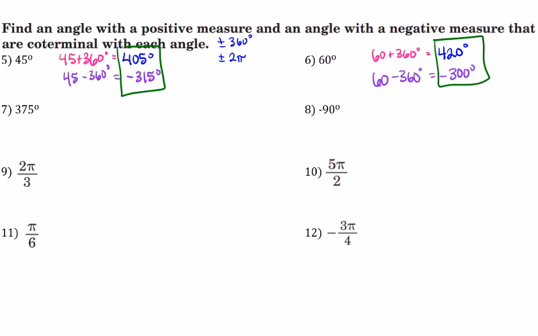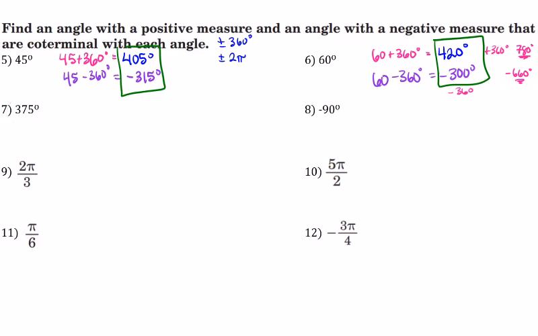Now remember, if you wanted to, you could add another 360 to 420, and you could get 780, and that would be a valid answer, right? Or you could subtract 360 from negative 300, you get negative 660, and that would be another coterminal angle. So there's more than one right answer on these, so just keep that in mind. All right, just make sure you get one that's positive, one that's negative.